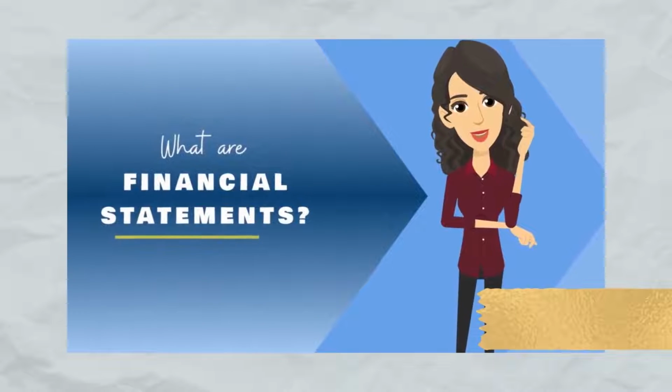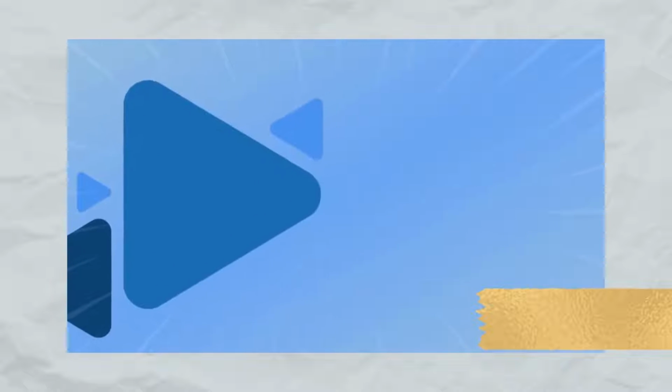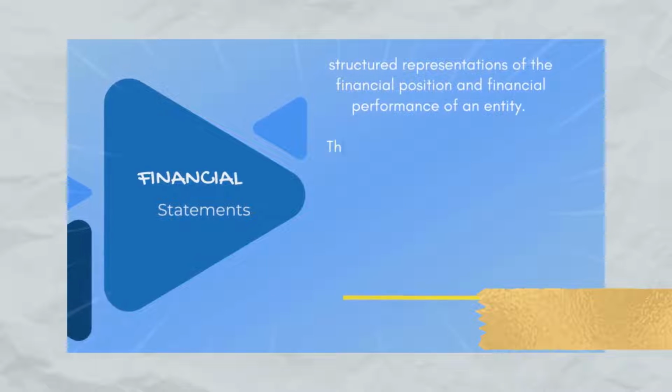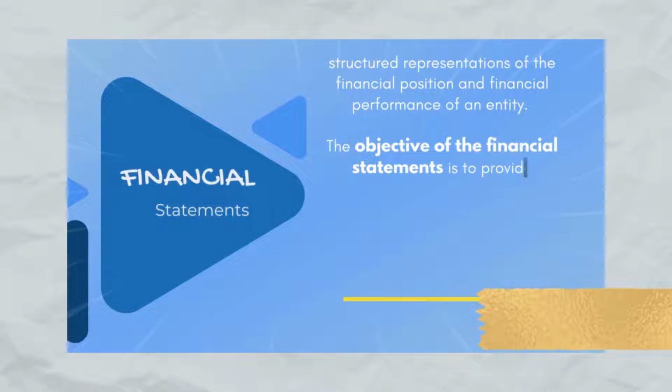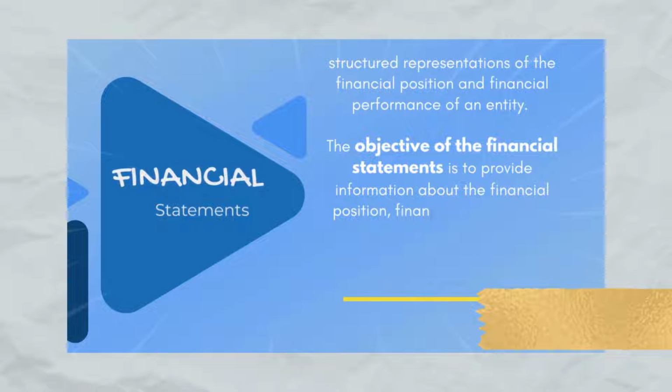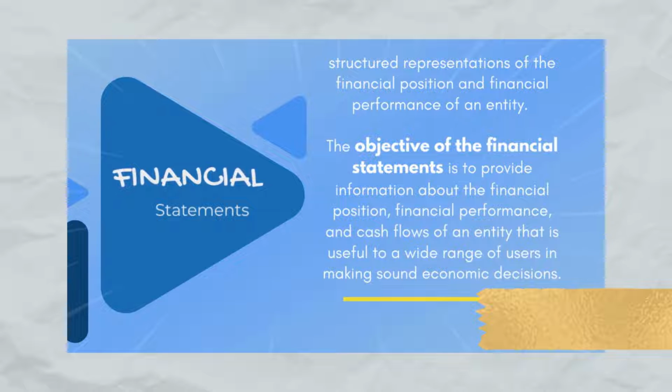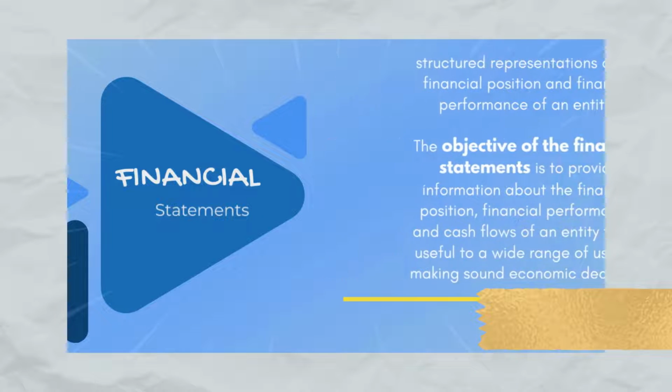What are financial statements? Financial statements are a structured representation of the financial position and financial performance of an entity. The objective of the financial statements is to provide information about the financial position, financial performance, and cash flows of an entity that is useful to a wide range of users in making sound economic decisions. Financial statements also show the results of the management's stewardship of the resources entrusted to it.